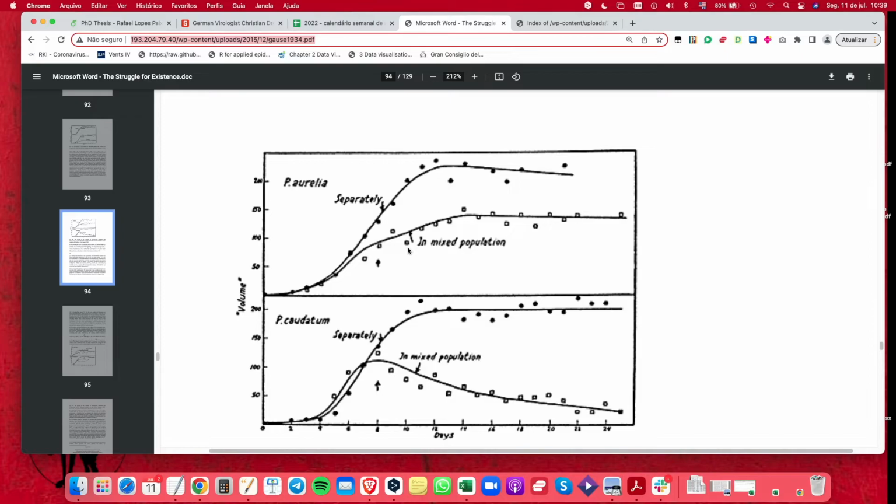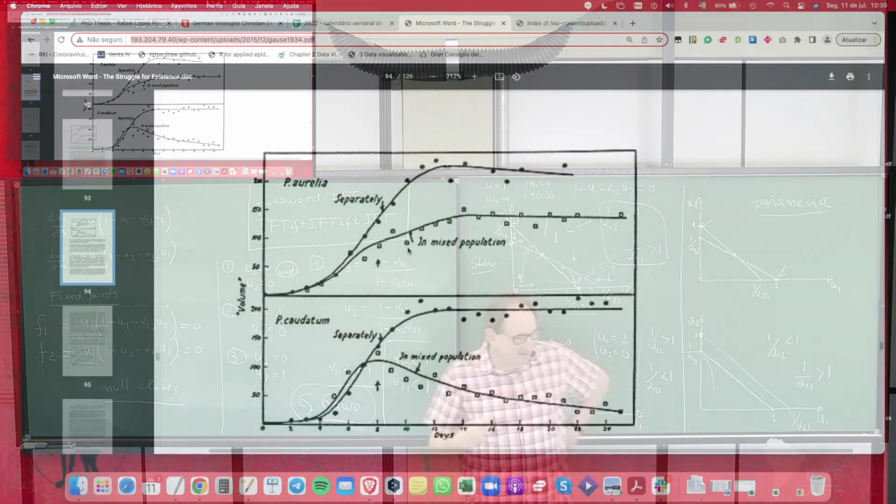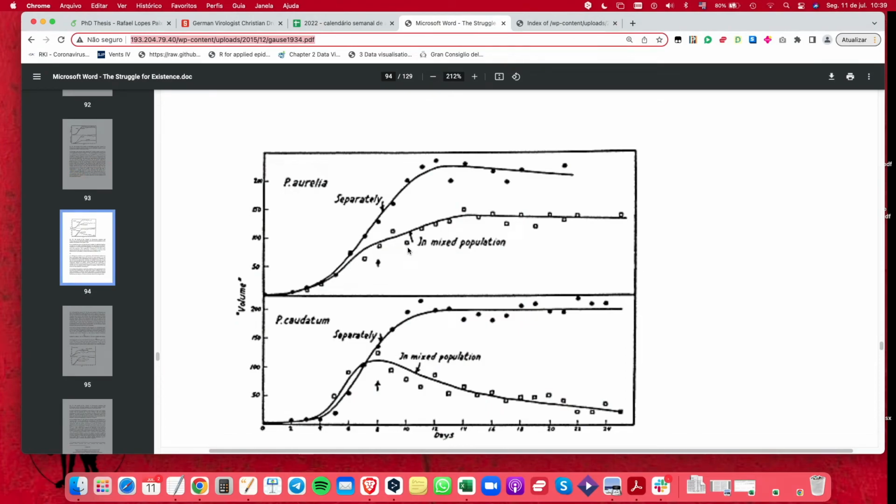So what he did, he had two protozoa. He could grow them in cultures in the lab. So he had this species, which is Paramecia. Paramecia is the plural of Paramecium, and the species are Paramecium caudatum and Paramecium aurelia. So what did he do? He did a typical competition experiment, which is: I grow separately in culture Paramecium aurelia, and I grow Paramecium caudatum separately.